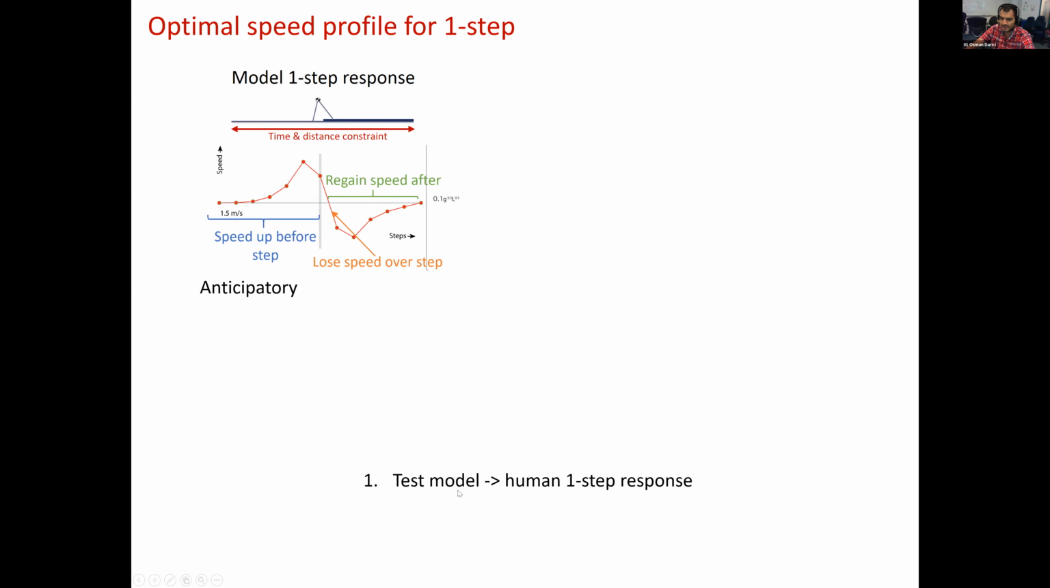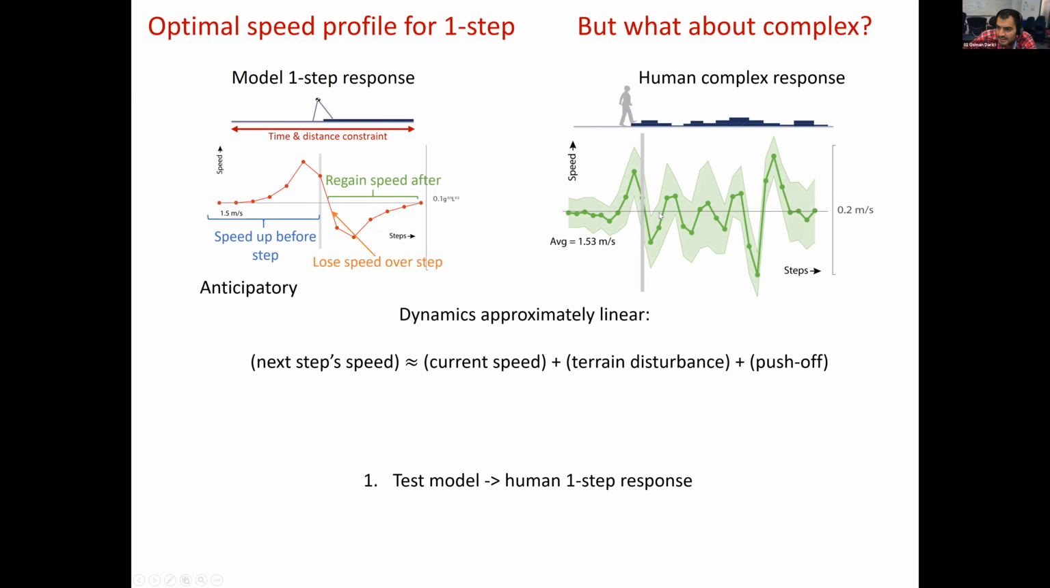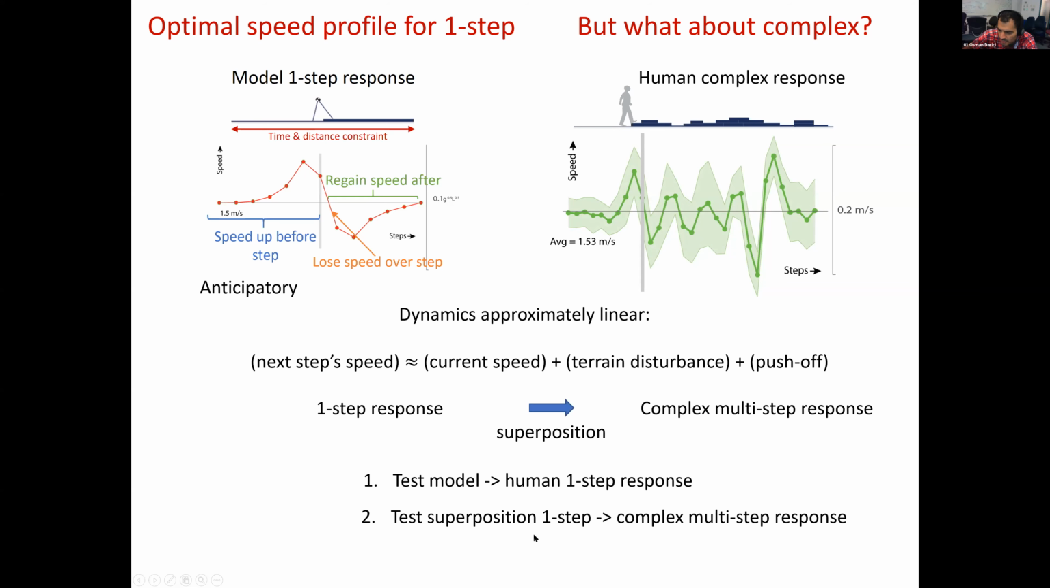We will first compare this model's one-step response with the human one-step response, if there is any. But we also want to focus on complex uneven terrains such as this one, with multiple steps, and I'll show you some speed fluctuations of humans on uneven terrains such as this one. Our model says its dynamics are approximately linear. So our model says its next speed is a function of the current speed plus terrain disturbance and, of course, actuation or push-off. So if we superpose one-step responses of a single terrain, we can generate complex multi-step responses. We will also test this idea on humans and see whether we can predict complex human speed responses.